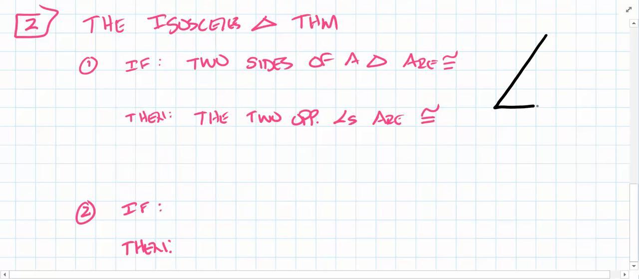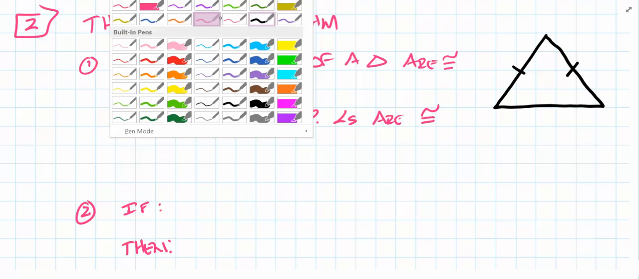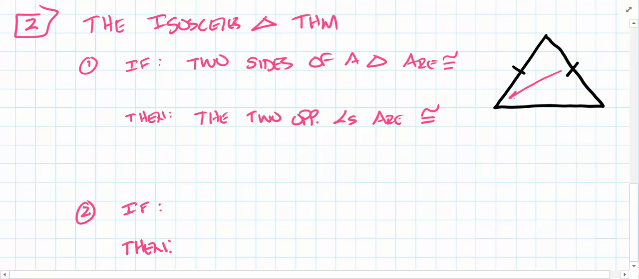Here's what I mean. If this side and that side, this is the if statement, if two sides of that triangle are congruent, the isosceles triangle theorem will tell us that the two opposite angles, this angle and that angle, must also be what, you guys? Congruent. Okay, so if those two sides are congruent, then the two opposite angles are congruent.